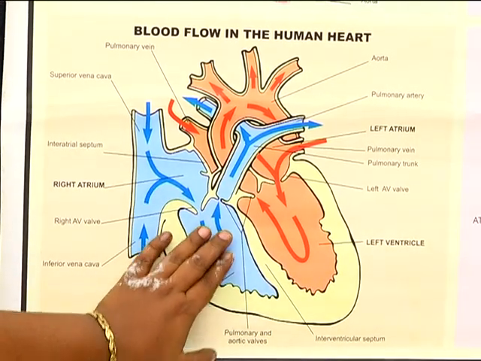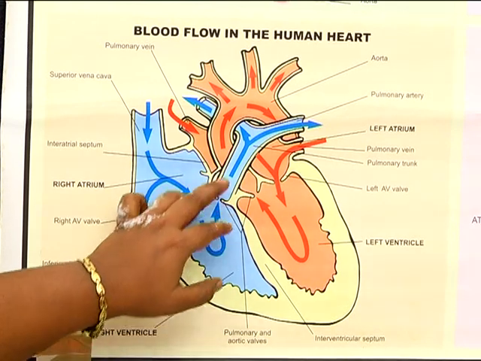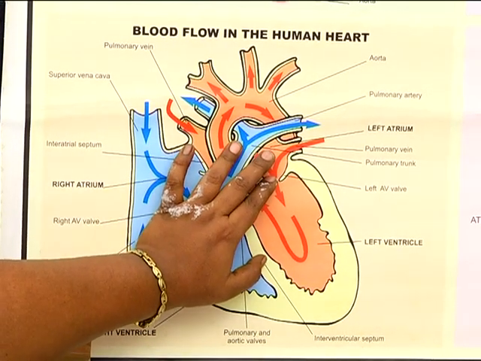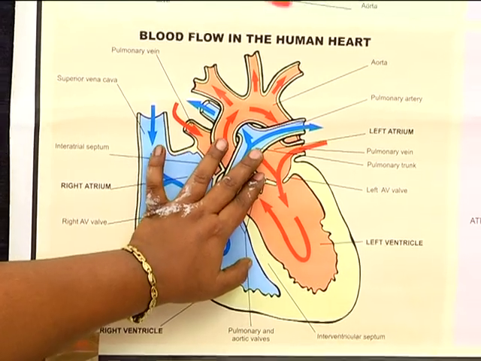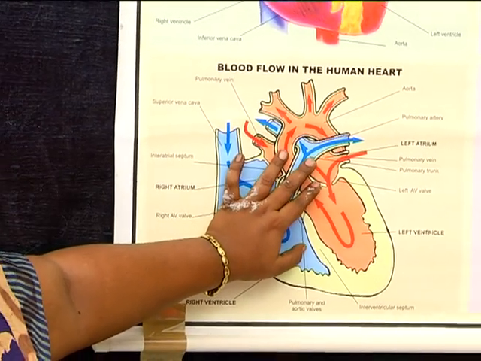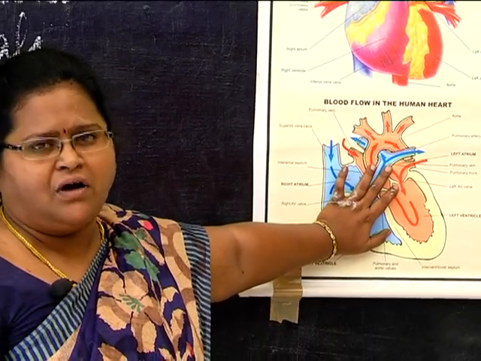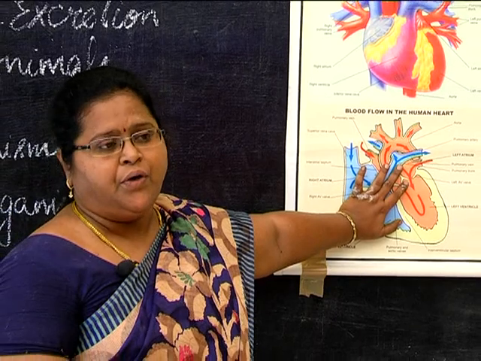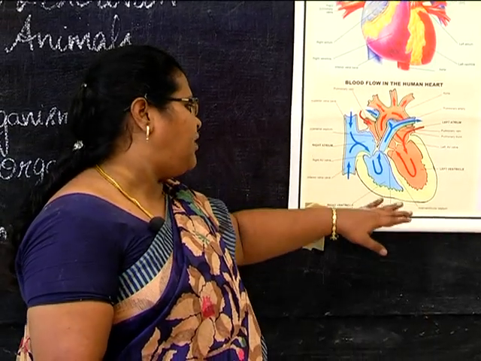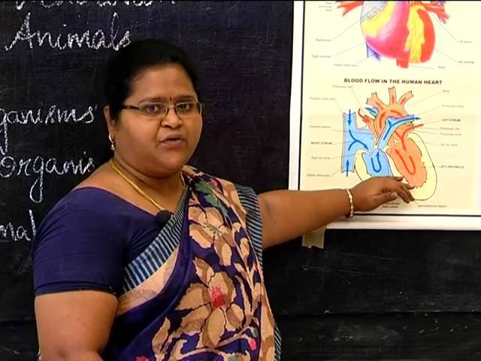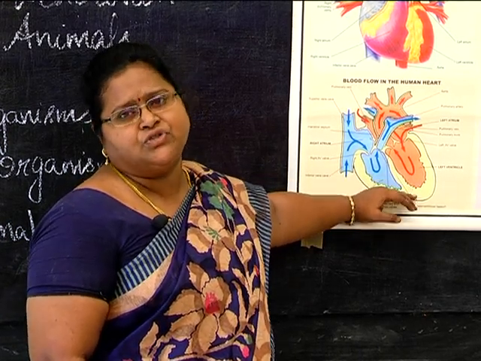So from here, the deoxygenated blood is being pushed on to the lungs for the gaseous exchange to take place. It is done by means of the pulmonary artery. The pulmonary artery is an exception: we say arteries carry oxygenated blood, but here the deoxygenated blood from the right ventricle is carried by the pulmonary artery to the lungs, where gaseous diffusion takes place.